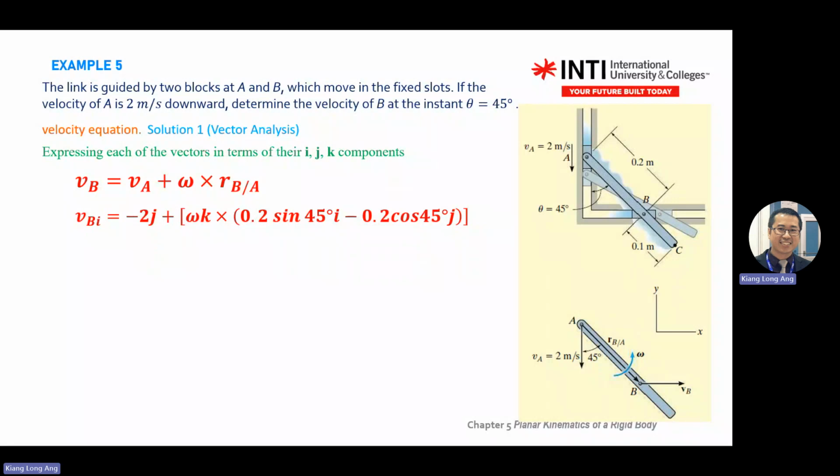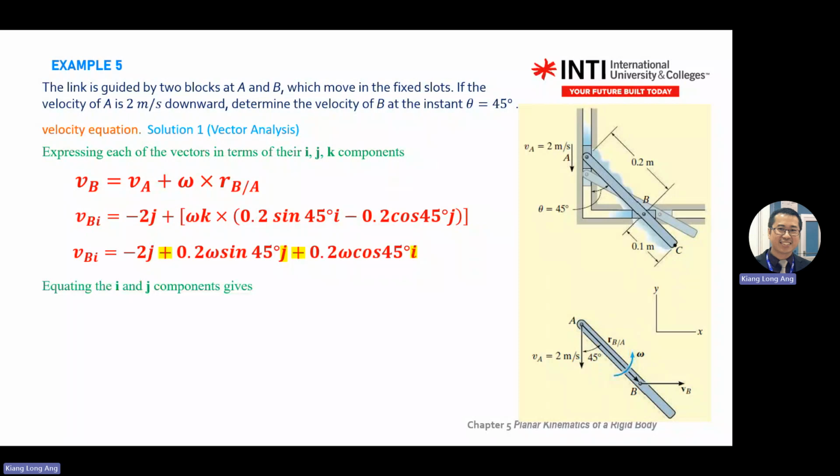Then you do the cross products. This one you remain. K multiplied by I, you will get j. K cross j, you will get I. And you equate the I and j. I and I you put together.